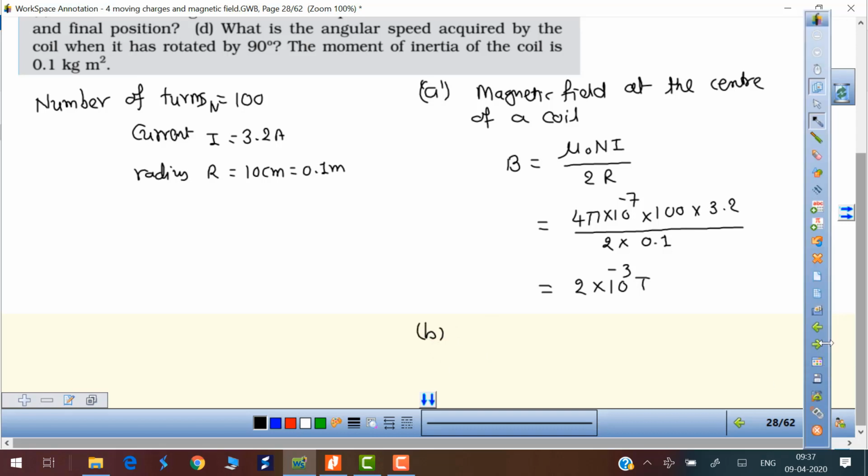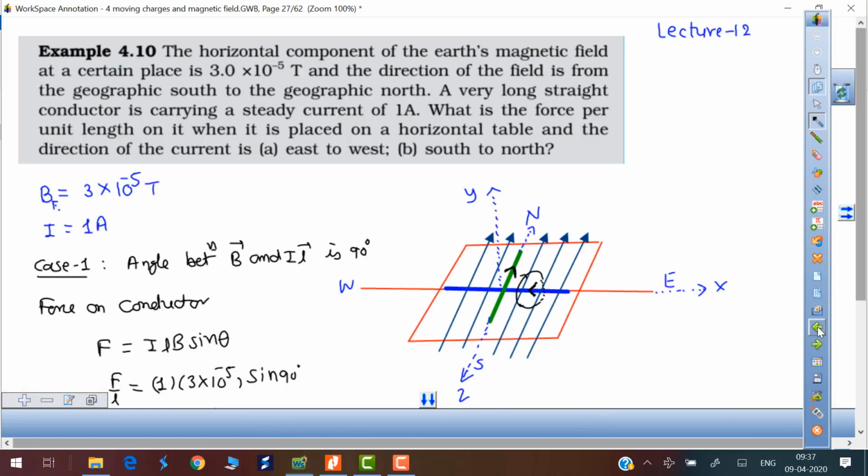Oh, in a hurry I forgot to explain this figure, sorry, go back. So this is the plane, this is east to west, south to north, and these are the two wires. This shows the magnetic field.